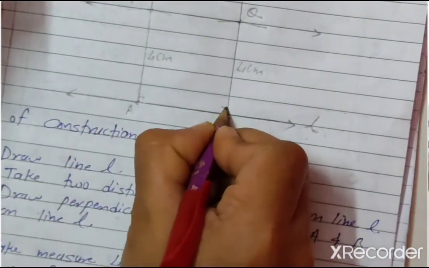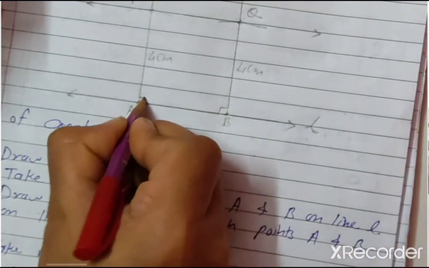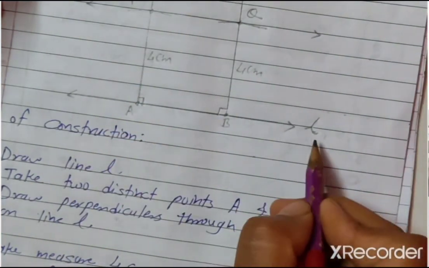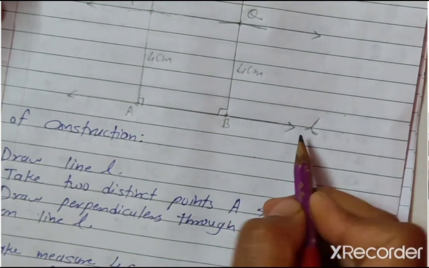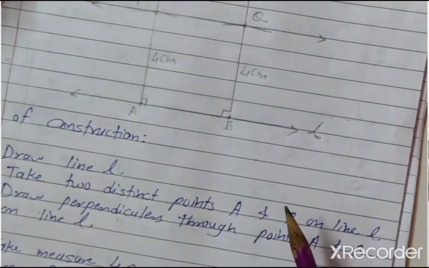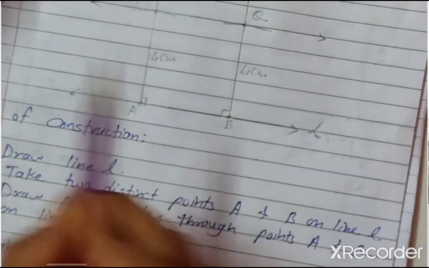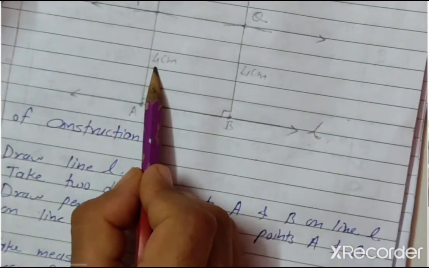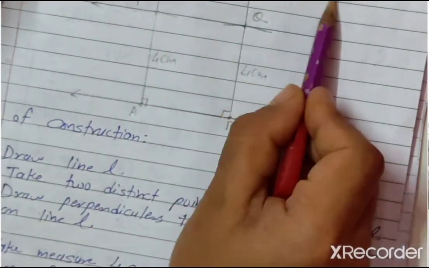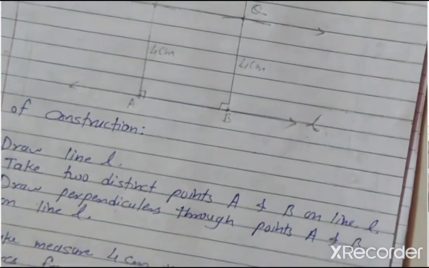So these are the steps of drawing a parallel line to a line through a point outside it when the measure is not given, and if the measure is given, suppose here 4 centimeters, these are the construction points.